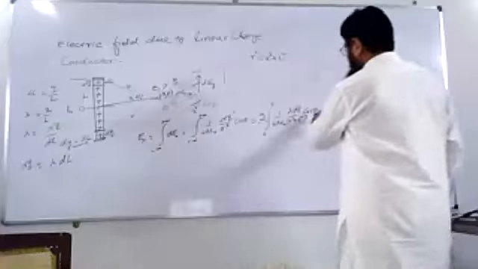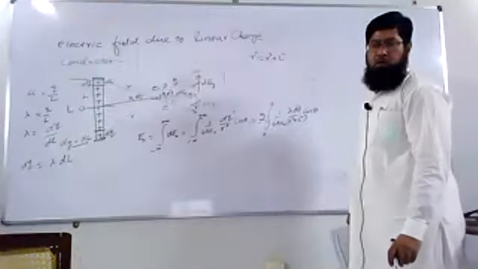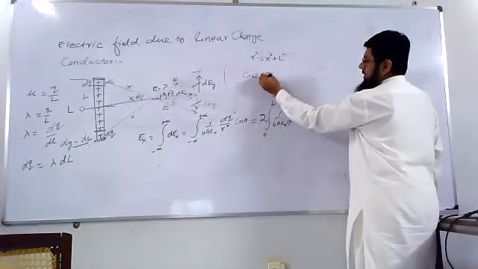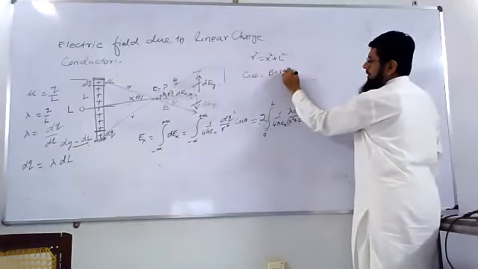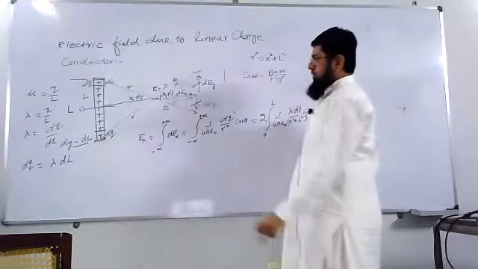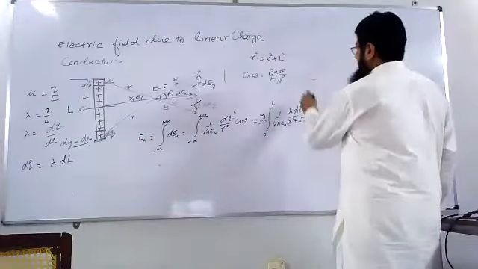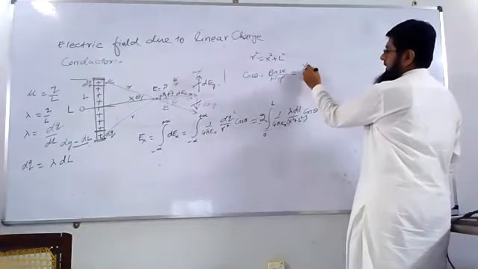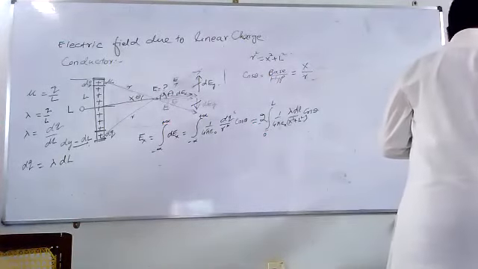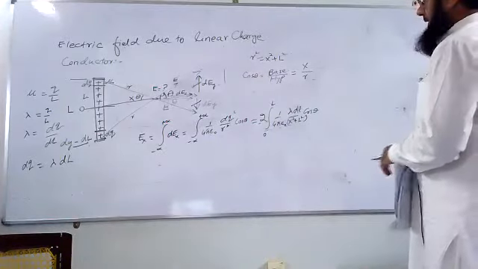So here, what is the cos theta? Cos theta is defined as the base over hypotenuse. So cos theta is equal to base upon hypotenuse. Here, base is equal to x, and hypotenuse is equal to r, so we call it x upon r.